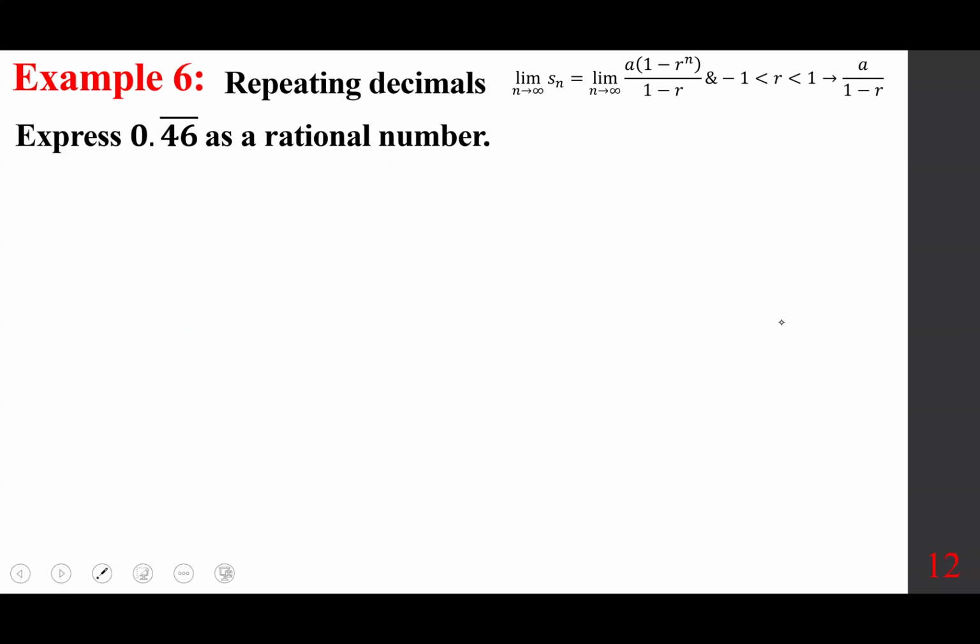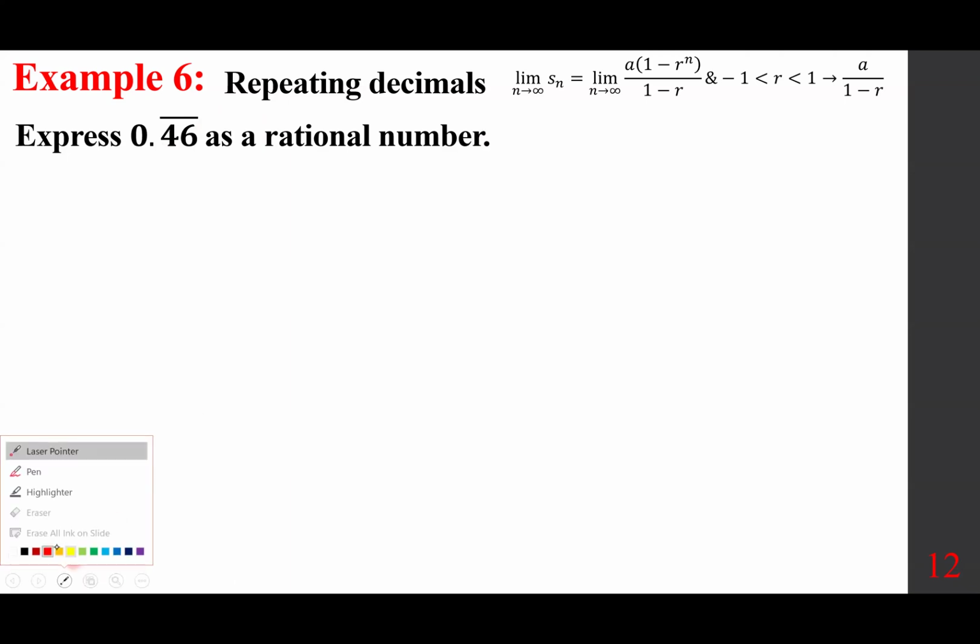Repeating decimals: express 0.46 repeating as a rational number. Another approach is to write these repeating decimals using geometric series. In algebra, we set this equal to x.